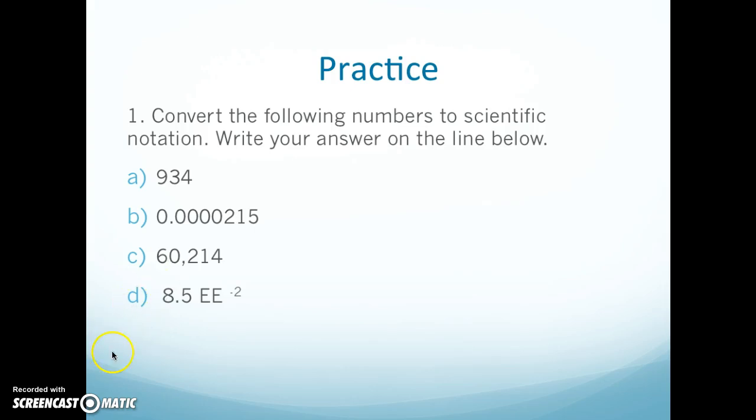And the last one, the number is 8.5 EE negative 2. Remember, the EE just means times 10 to the. So right now, the number is 8.5 times 10 to the negative second. So that means the number would be 0.085.